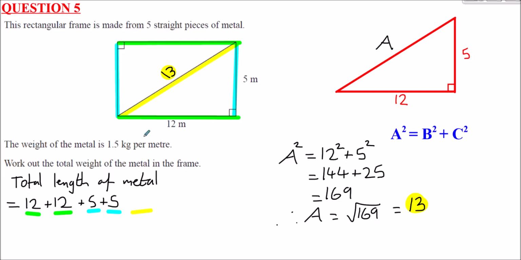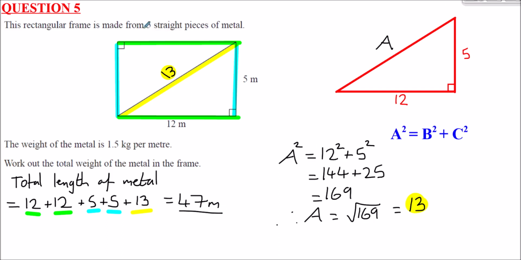So a bit of adding up and then we're good to go. Just be careful if you're adding. 12 add 12 is 24. 2 5s make 10. 24 plus 10 is 34. 34 plus 13 is 47. So the total length of metal is 47 meters.